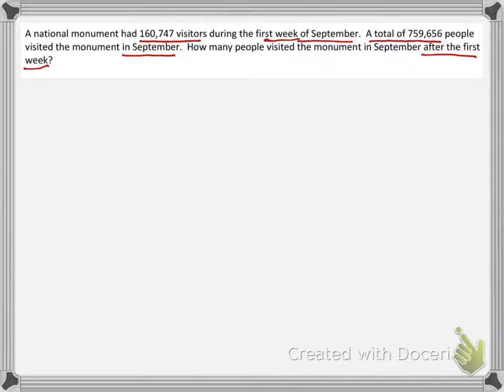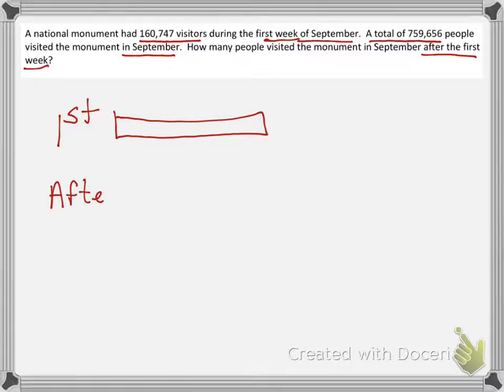So this clearly is calling for a tape diagram, which is what we need to do because that's what our lesson's about today. So I'm going to set up two components. We're talking about the first week, and I'm going to give myself the tape diagram, my first tape. And I'm going to use the word after because that's the second component of this problem. And now in the first week, we have 160,747 visitors that came the first week.